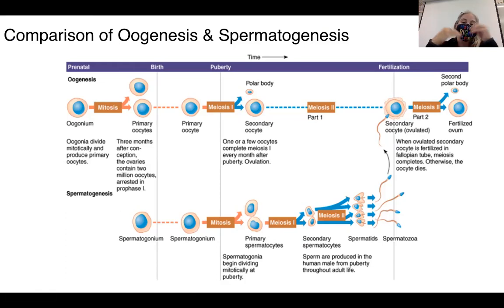1 to 1. Whereas for males, they undergo the full meiosis 1, meiosis 2 after puberty in the testes. And so every couple of days, you're making new sperm. And so when you start that spermatogenesis, it's really one spermatogonium makes 4 mature sperm at the end.